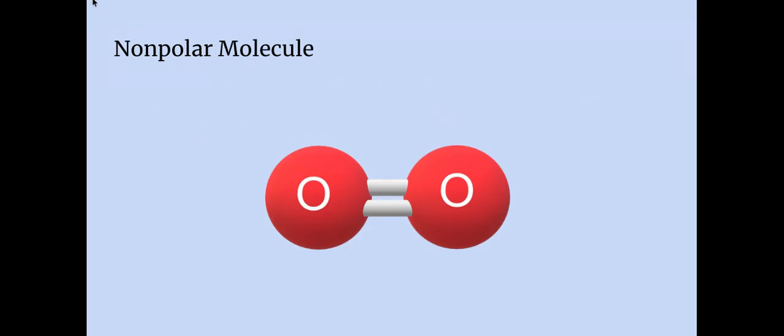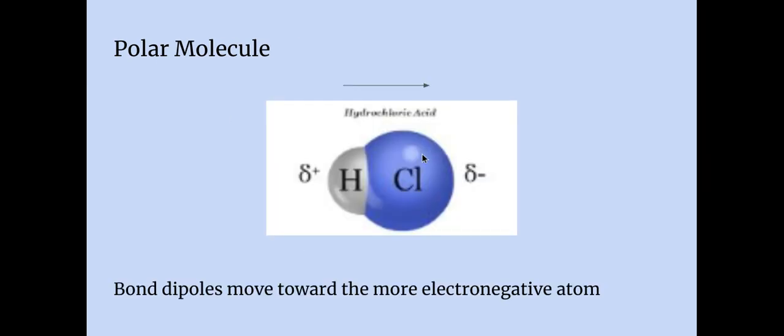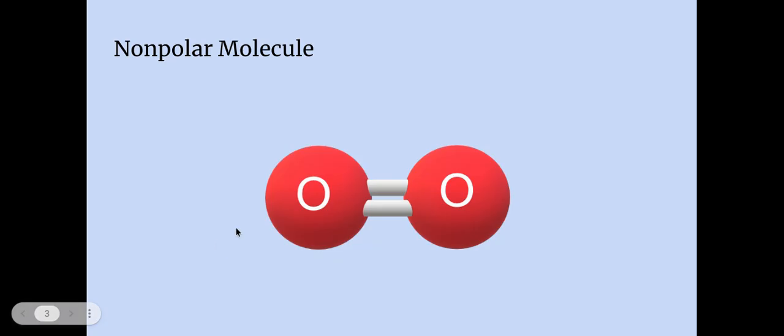An example of a nonpolar molecule would be oxygen. Electrons are shared equally between these two atoms in their bond. This is because they have the same electronegativity. They both pull on electrons the same amount, so they end up canceling each other out and being equal.